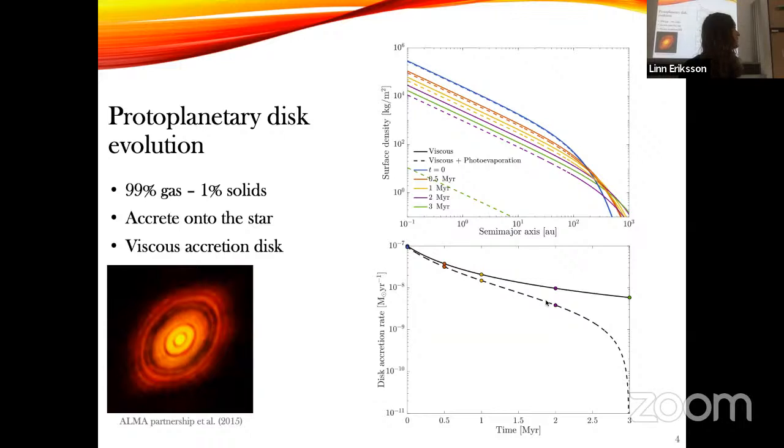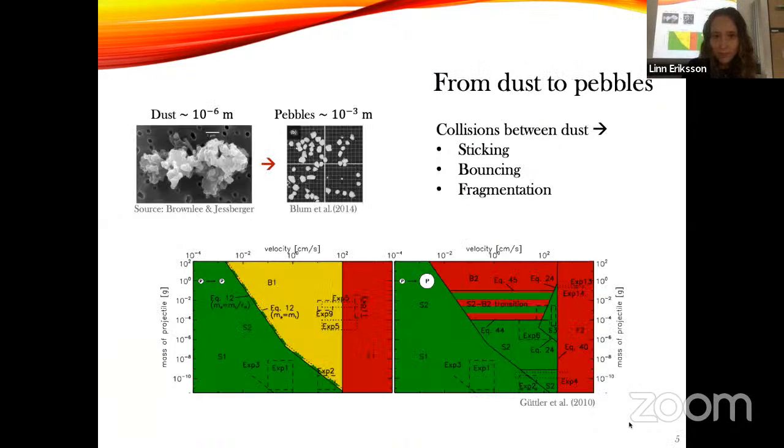So here I've put in some constant photoevaporation rate to make sure that the disk disperses at 3 million years. Okay. So then let's move on to the planet formation process. So the first step then is the step from dust to pebbles. And this occurs via mutual collisions.